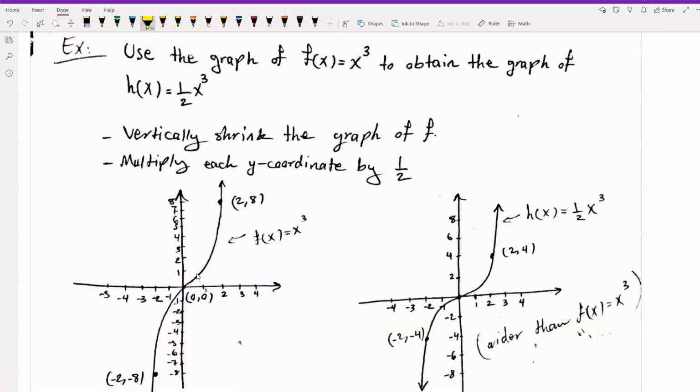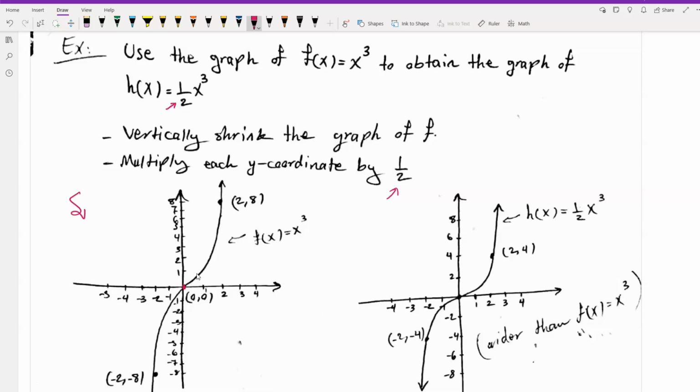Example: use the graph of f of x equal to x cubed to obtain the graph of h of x equal to 1 over 2 times x cubed. So on this part, our c is equal to 1 over 2, and that is between 0 and 1. So we have to vertically shrink the graph of f, because c is between 0 and 1, multiplying each y coordinate by c, and c is 1 over 2. First we have this graph for f of x equal to x cubed.